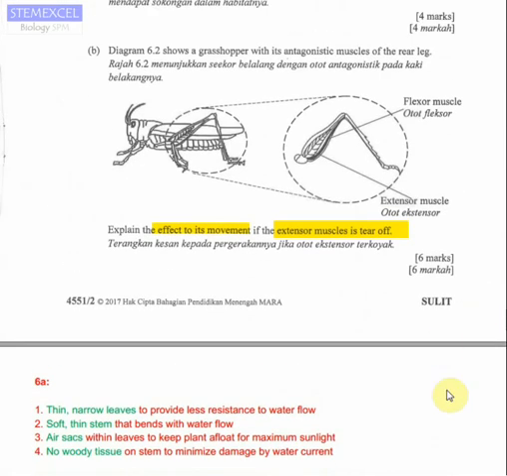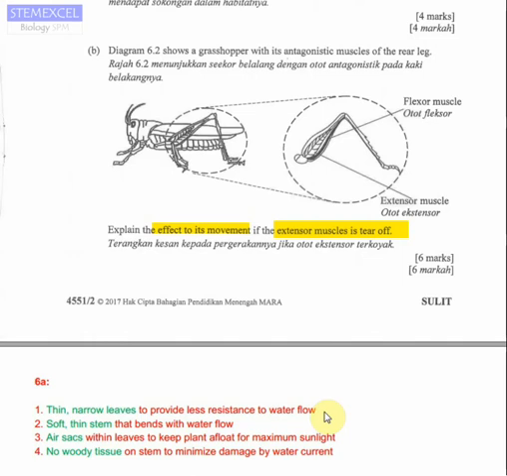First of all, it has to do with the leaves. Second, the stem. Third, air sacs. And fourth, woody tissue. So number 1, aquatic plants have thin and narrow leaves, and this would help them to have less water resistance towards the water flow.